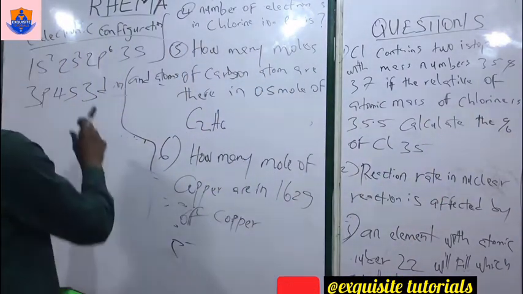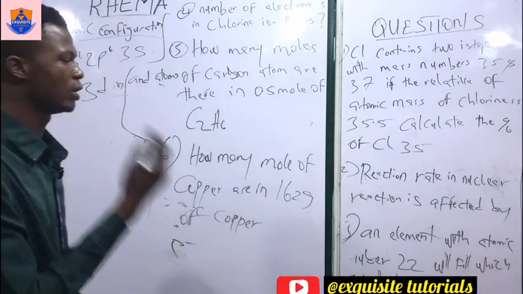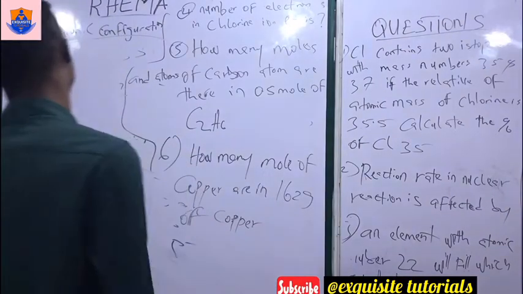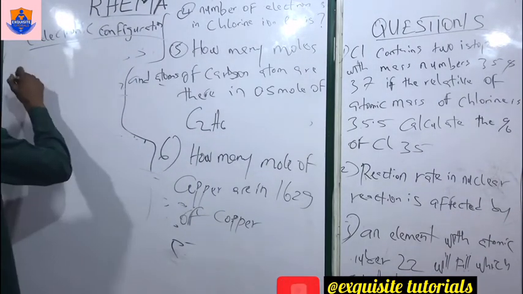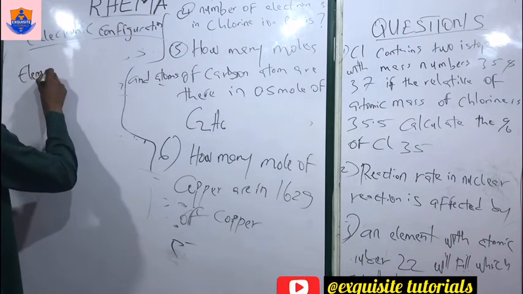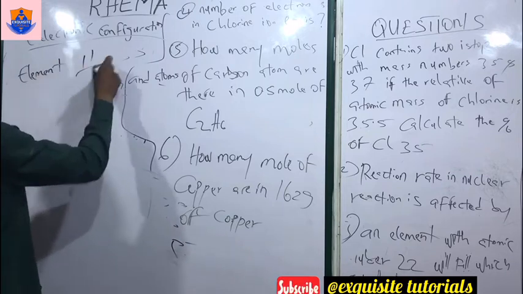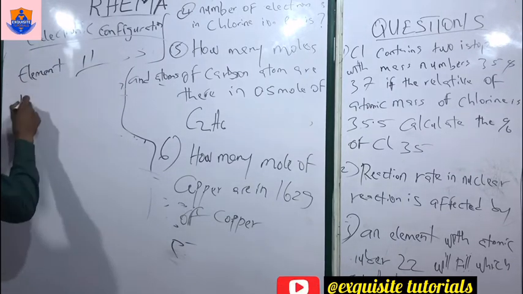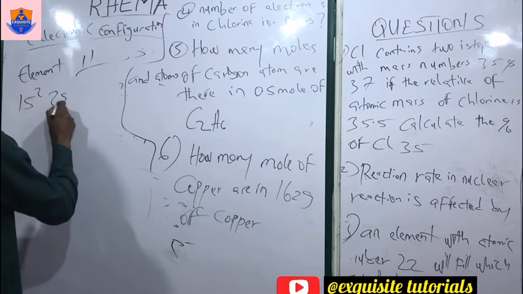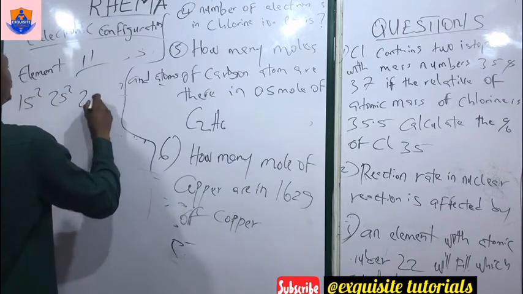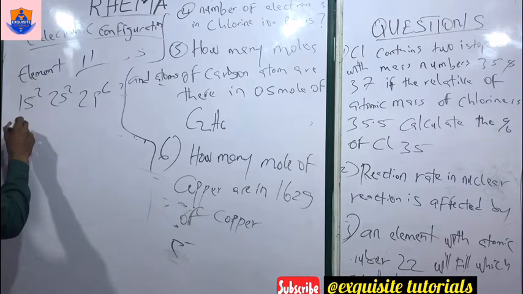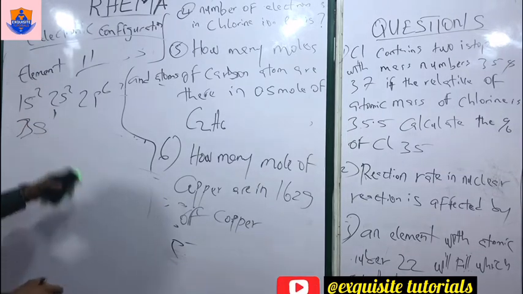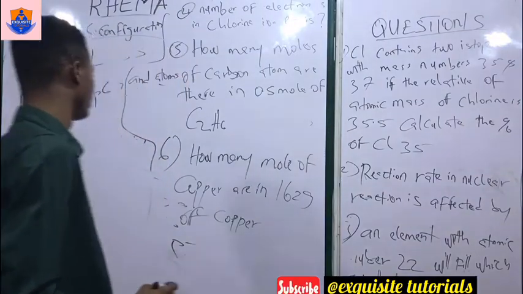Now let's talk about the electronic configuration. Let's say, for example, an element with atomic number 11, what is the electronic configuration? Remember it is 11. So we have 1s2, 2s2, 2p6, we already have 2, 2, 10, 3s1. So this is the electronic configuration of sodium.